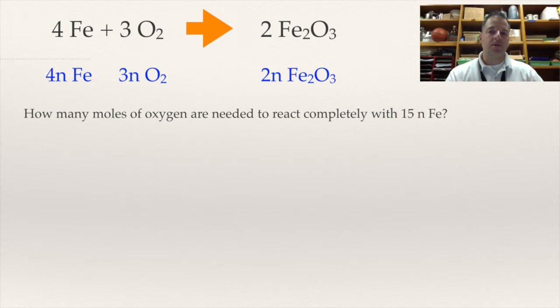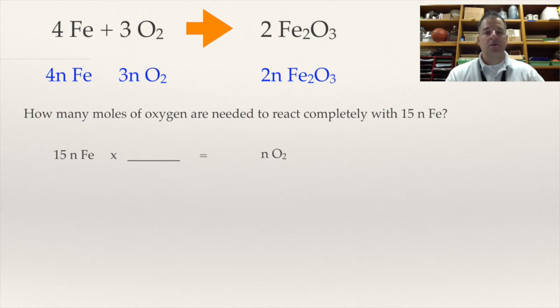So this is our balanced equation, and just like a recipe, we don't always use the recipe exactly as it's written. Sometimes you need to double the recipe, triple it, depending on our ingredients. So if we say how many moles of oxygen are needed to react completely with 15 moles of iron, Fe, we're going to set up our problem with our given information and our wants. So we have 15 moles of Fe as our given, and what we want to find out are moles of O2.